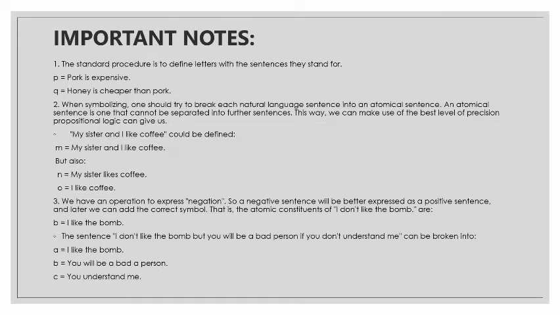Third, we have an operation to express negation. So a negative sentence will be better expressed as a positive sentence. And later, we can add the correct symbol. That is the atomic constituent of I don't like the bomb. D stands for I like the bomb. The sentence I don't like the bomb, but you will be a bad person if you don't understand me can be broken into A stands for I like the bomb. B stands for you will be a bad person. C stands for you understand.